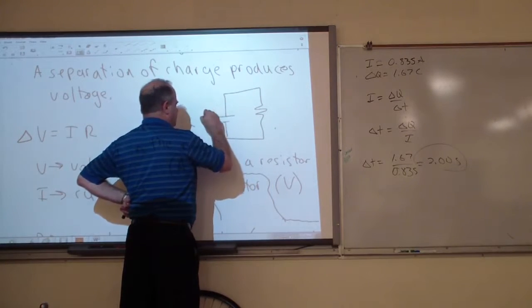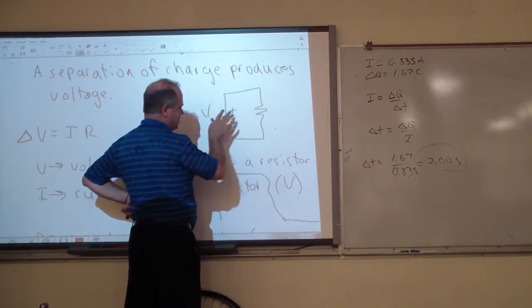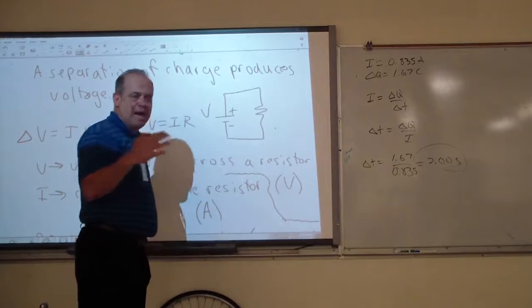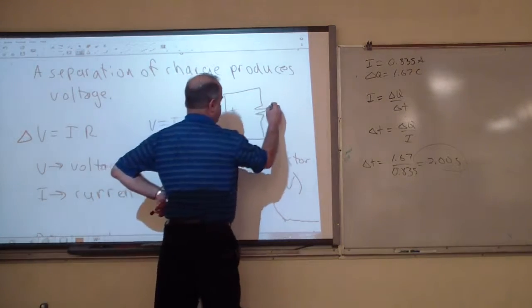This is your battery, where your voltage comes from: positive plate, negative plate, or positive pole, negative pole. It's not a capacitor, it's a battery, or a source of power. It may be an outlet, something like that. Here's your resistor here.